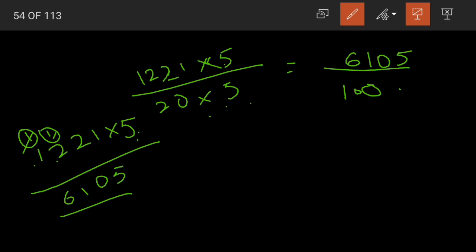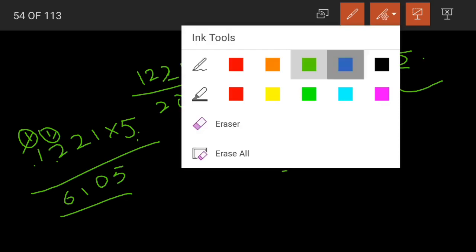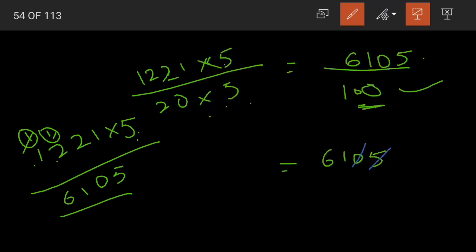Clear? Now we have a friendly denominator here, that is 100, and we can easily convert the given fraction into a decimal number. So first write the numerator as it is. In the denominator we are having 2 zeros. So after counting 2 digits from the right, we'll place our decimal point. 61.05 is our decimal number for the given fraction 1221 divided by 20. Is this clear, children?